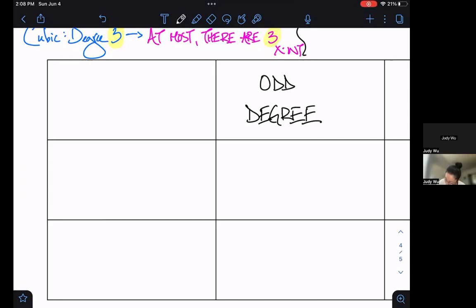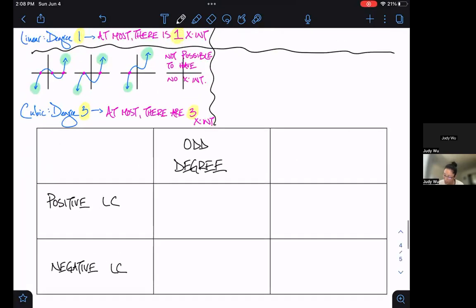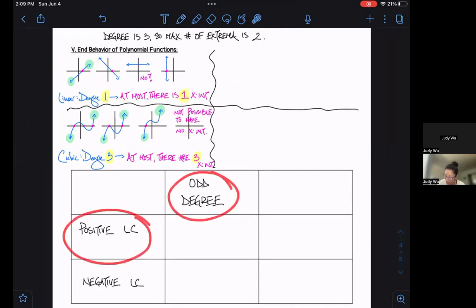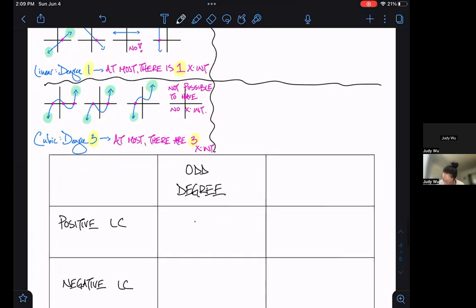All right, so up here, we're going to have positive leading coefficient, and down here, we'll have a negative leading coefficient, okay? Now, in these 3 pictures, as well as this 4th picture, all 3 of those have positive leading coefficients. So we could say the end behavior for odd degree polynomials with a positive leading coefficient is going to be down, up. Down on the left, up on the right, okay?